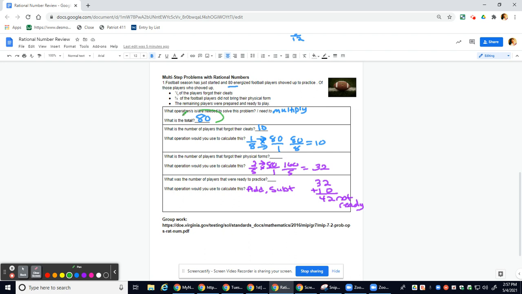All right, what was my total number? Well, my total number of players was 80. So 80 minus the 42 is what is actually ready to practice. I'm going to have to regroup there, and that's going to give me 38 players who are actually ready to practice football. So sometimes we have to do several steps in order to get to our final answer. So what I just modeled was multiplying fractions and finding a part of a whole. And that's one way that you can do it.